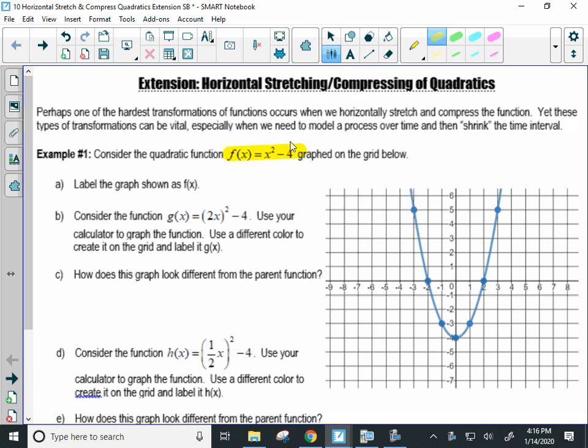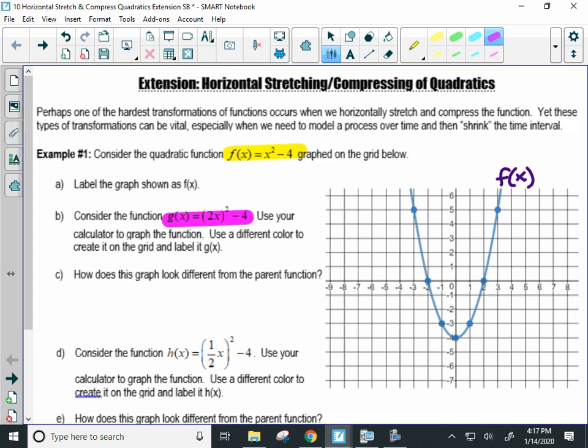So here's what we're going to do. We're actually going to use your calculator to help us see the change that's happening, and then we'll talk about the rule. So it says we have f of x here. We're going to label it as f of x. That's our starting function. And it says consider a new function g of x, and I'm going to highlight it in pink. I'm going to use pink over on the grid, so I'm going to keep the colors together. Consider that function. Use your calculator to graph it.